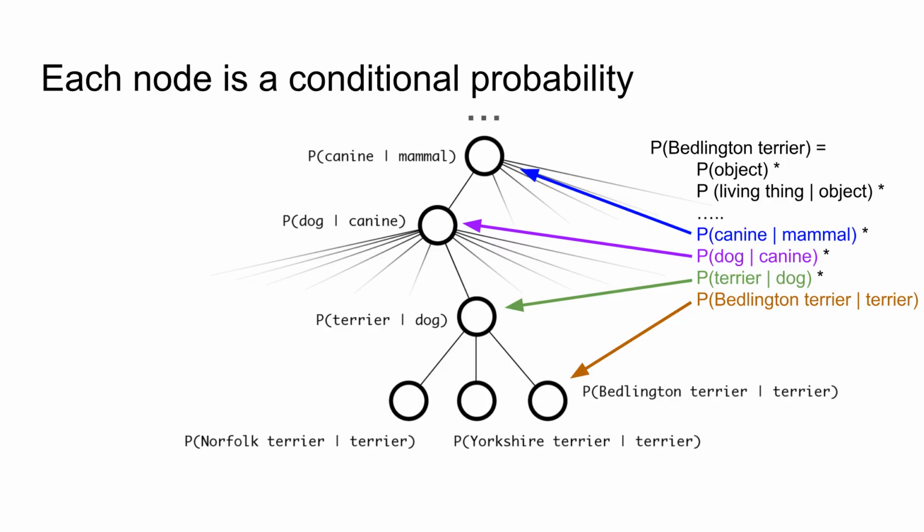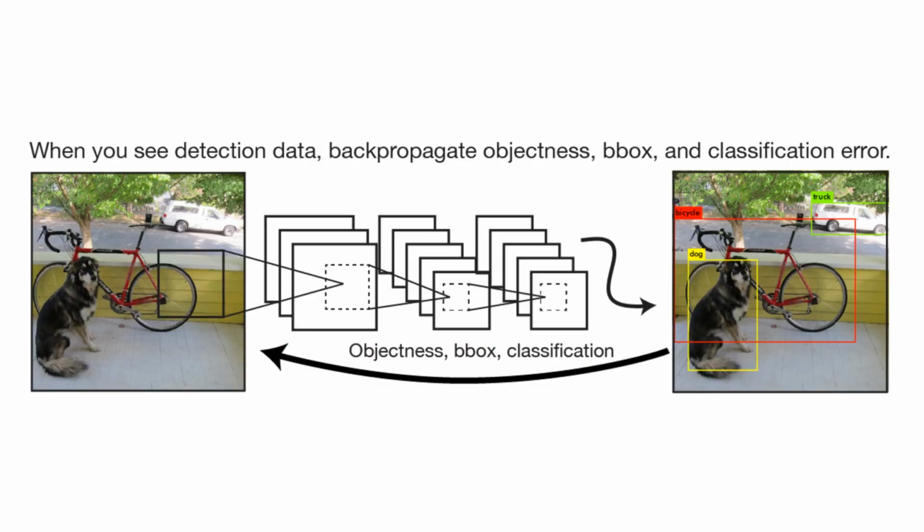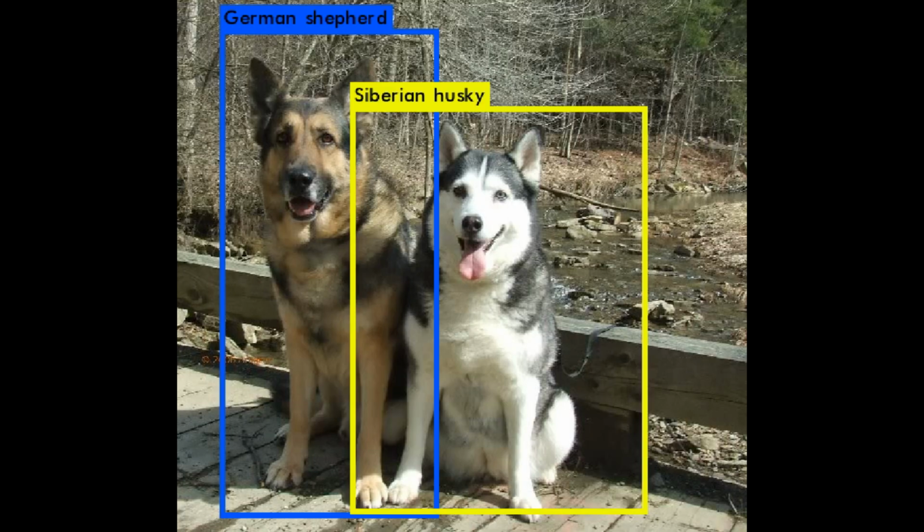The probability of a specific class, like Bedlington Terrier, is calculated by multiplying conditional probabilities along the path to the root. Yolo 9000 integrates word tree for simultaneous detection and classification over 9,000 categories. The detection dataset provides bounding box information, while the classification dataset adds a vast number of class labels. Yolo 9000 is a significant step towards general, wide-ranging object recognition. The model detects objects and classifies them into one of the 9,000 classes using the word tree structure.